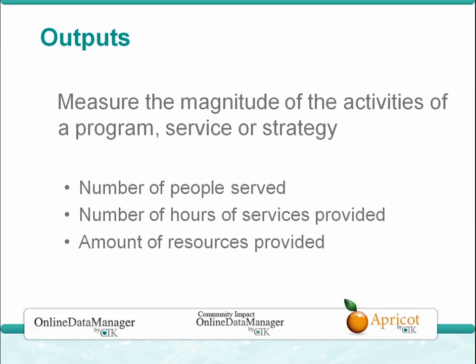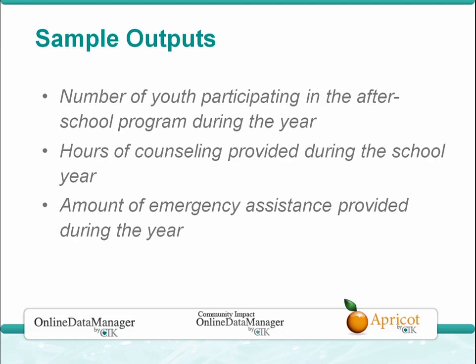Don't tell us anything about the quality or the impact of the service, but you do need to know how productive agencies are, whether it's an agency that's going to serve 10 people or 100 people, whether they're going to provide 1 hour of counseling to each person or 20 hours of counseling. You need to know those things so that you can make informed funding decisions. Example outputs are number of youth participating in the after-school program, hours of counseling provided, or amount of emergency assistance provided during the year. So again, these things measure just the productivity of what is being accomplished.